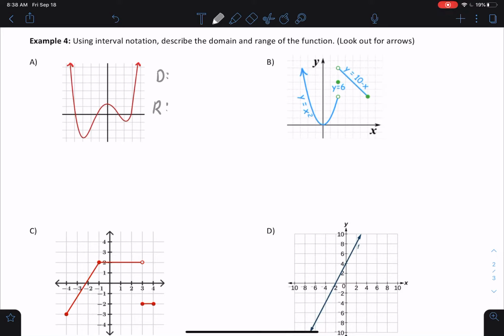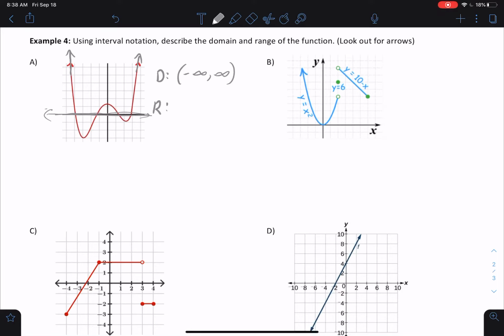So let's find the domain and the range of this function. Remember, domain represents your x values that you can plug in, your possible input values. The x-axis goes on for infinity, and there is no limit here because these arrows represent the function going on forever. So I have no limitations on what I can plug in for x. I could plug in negative 1,000 and I'd get an output. I could plug in 4 and I would get an output. So no limitations on my domain: anything from negative infinity to infinity.